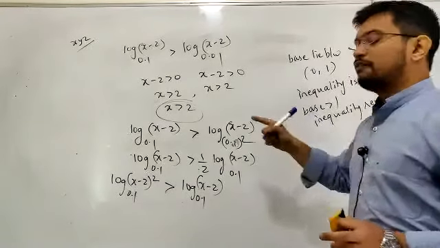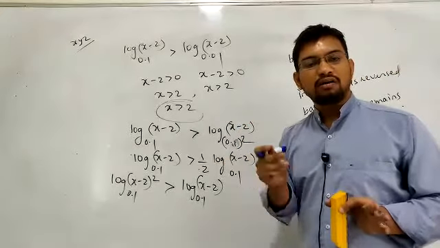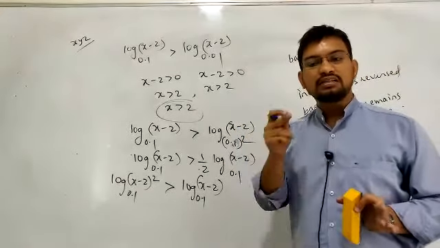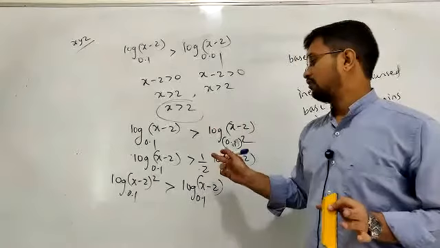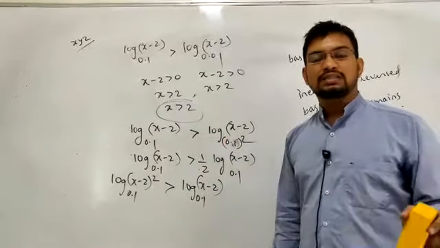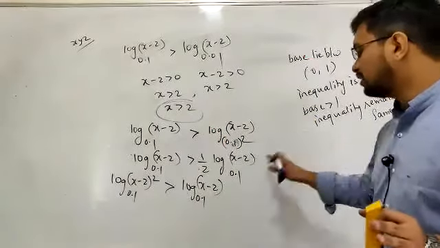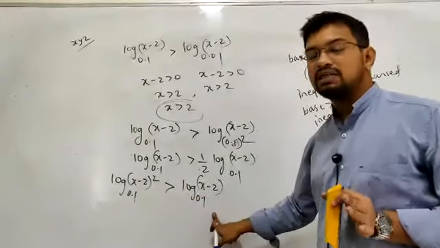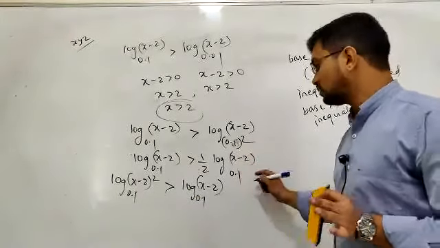The reason I told you: whenever the base is lying between 0 and 1, it will be a strictly decreasing function, so you have to reverse the inequality. Whenever the base is greater than 1, it will be a strictly increasing function, so the inequality remains the same. Now you see the base is lying between 0 and 1. So now you must change something like this.